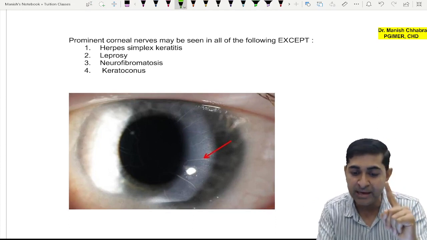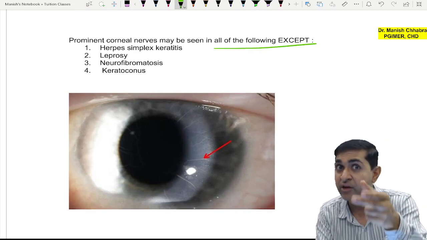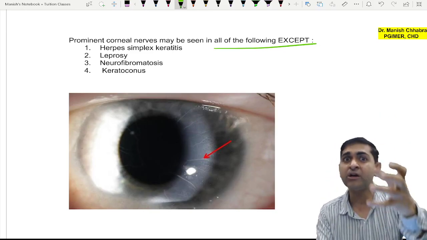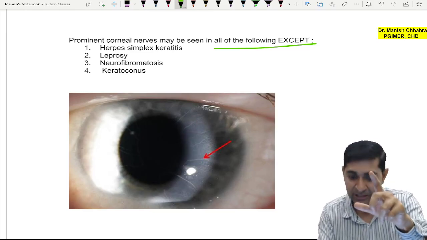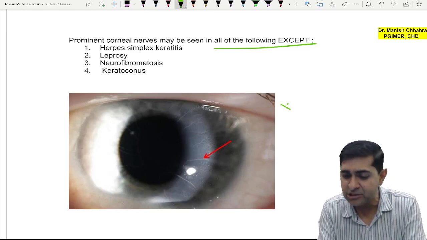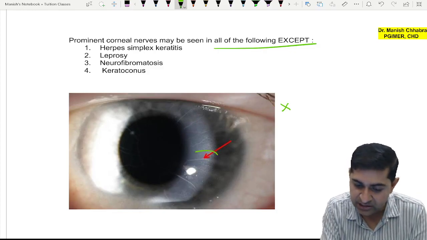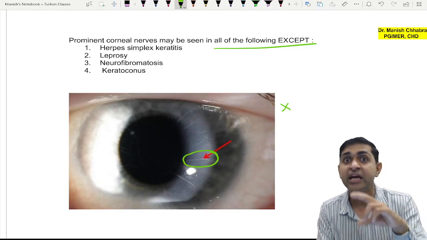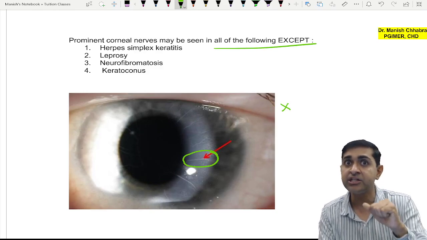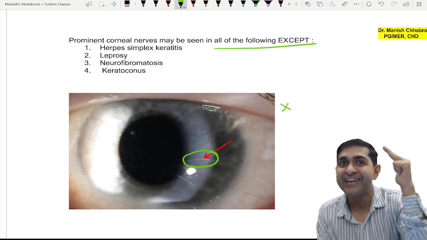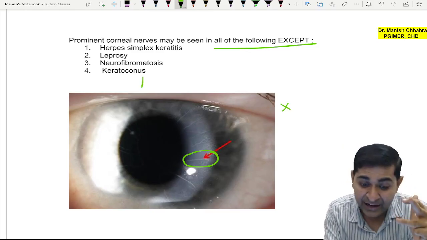Prominent corneal nerves may be seen in all of the following except. If you have ever attended my class, I always stress upon learning the causes of prominent corneal nerves. So it was not an image based question, but I have put in the image for better understanding. So here you can see that there are prominent corneal nerves. In which cases it may be seen? It is seen in leprosy, neurofibromatosis, keratoconus, and acanthamoeba.